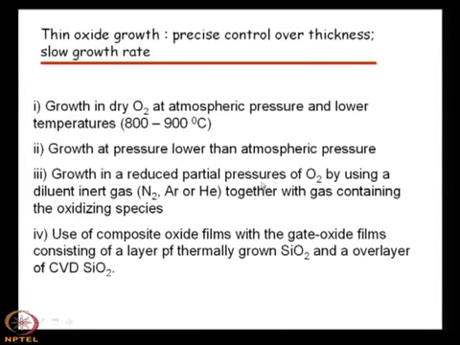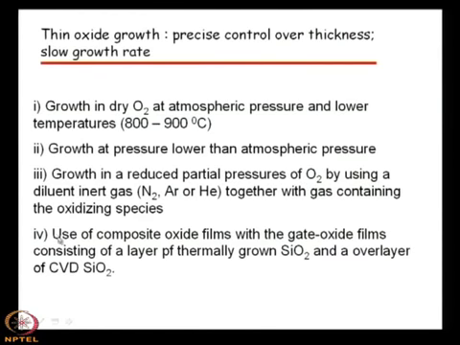How to reduce the partial pressure? We can use some inert gas to dilute it, and that inert gas can be argon, nitrogen or helium. Then if it is grown by reduced partial pressure, then obviously the growth rate will be very slow.